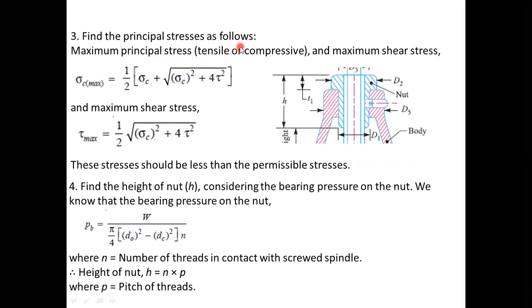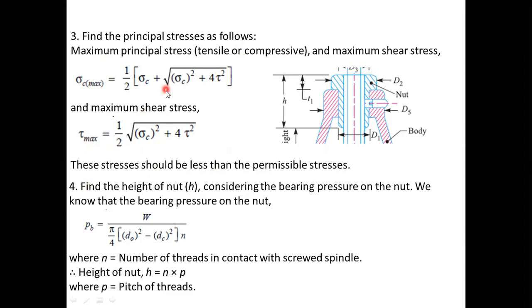Find the maximum stresses as follows. Maximum principal stress, that is tensile or compressive, and maximum shear stress are given by sigma c max is equal to 1 upon 2 in bracket sigma c plus under root of sigma c square plus 4 into tau square, and maximum shear stress is given by tau max is equal to 1 upon 2 into under root of sigma c square plus 4 into tau square. These stresses should be less than the permissible stresses.